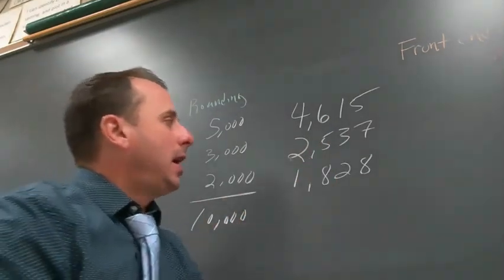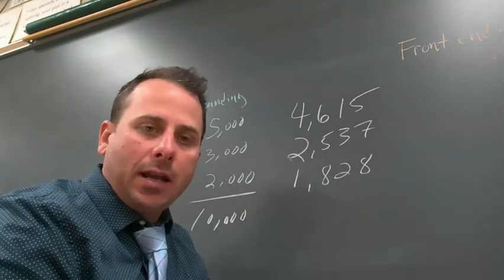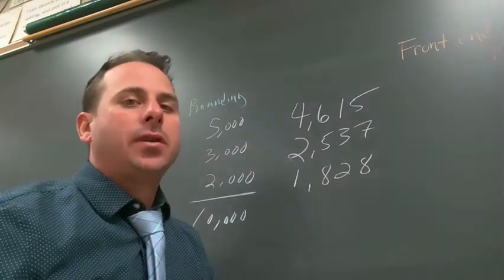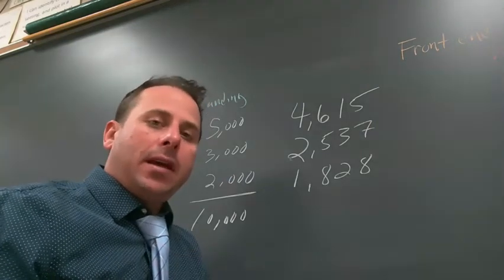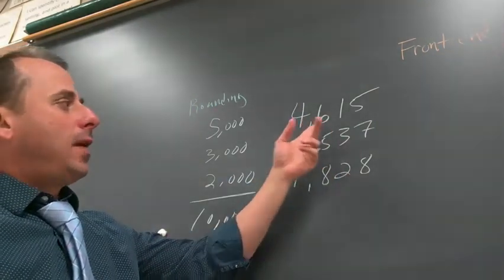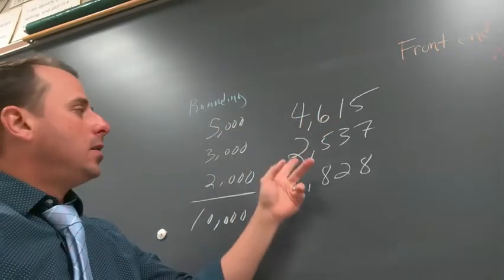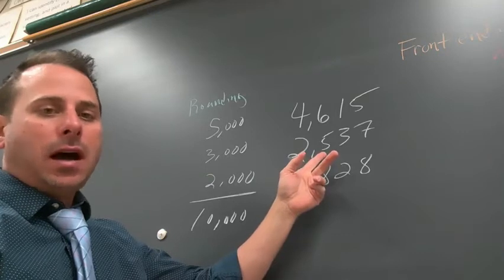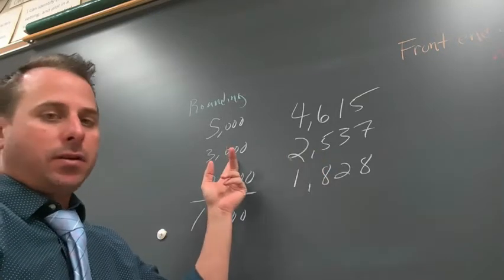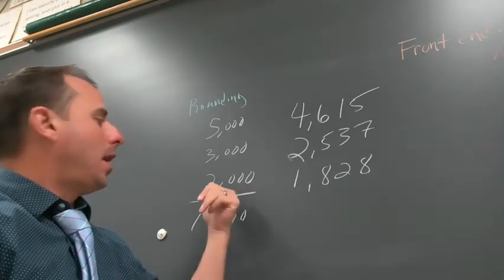4,615, 2,537, and 1,828. If we were going to add these numbers through rounding as an estimation strategy, the 4,615, you find a place, look next door, this is 5 or bigger, so this would round to 5,000. 2,537 would round up to 3,000, and 1,828 would round to 2,000.